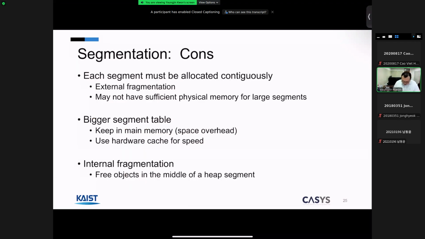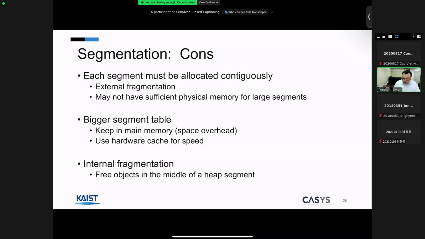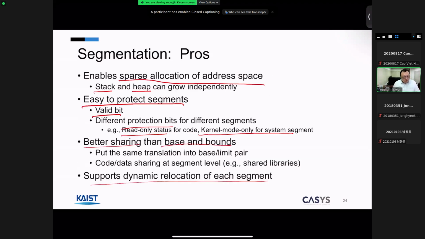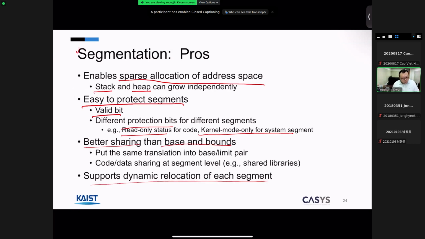For external fragmentation, I need to talk about the memory compaction mechanism, but because of the time limit, I need to stop, and then we will rediscuss the pros and cons of segments and move to the paging lecture. I planned to cover this segmentation, but I need to stop here.